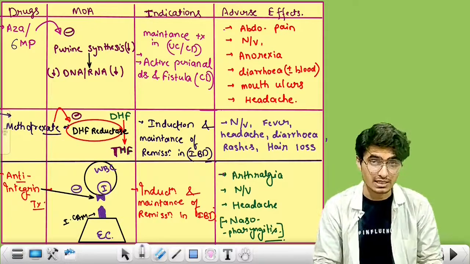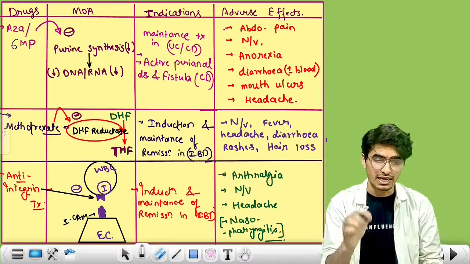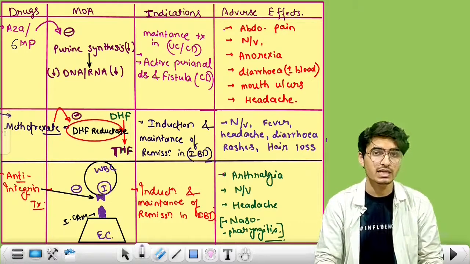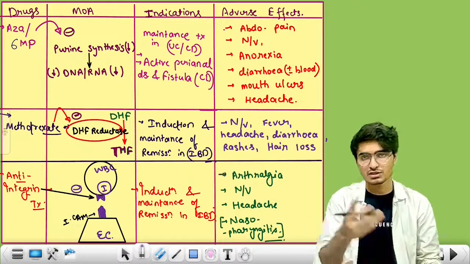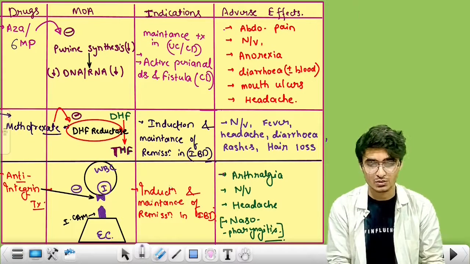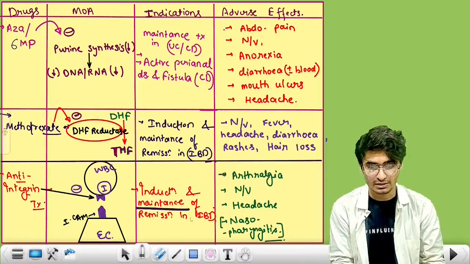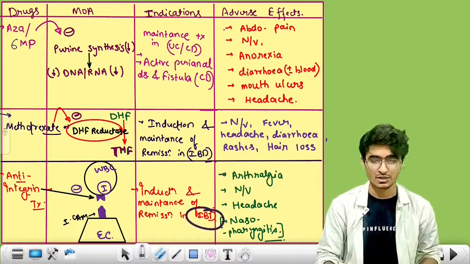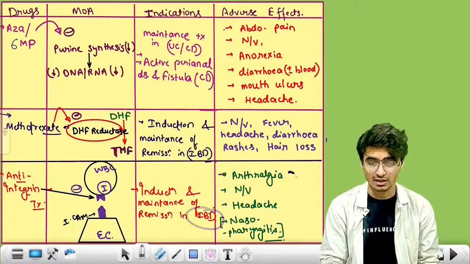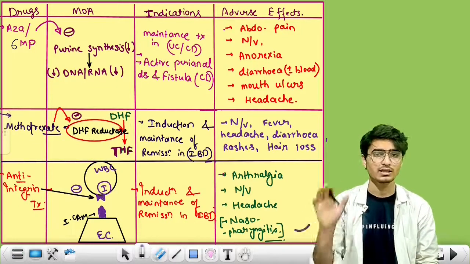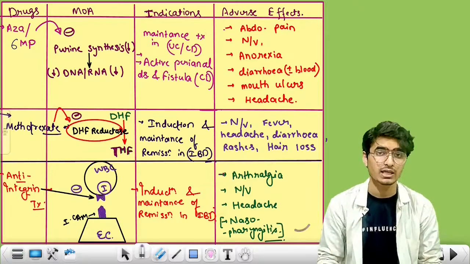The next category is the anti-integrins, right? Once there is inhibition of integrin molecules on WBCs, there is a decrease in extravasation and recruitment of WBCs. And what is the use of that? It is used for induction and maintenance of remission in IBD, and it is a mainstay of therapy as well. The side effects are arthralgia, nausea and vomiting, headache, and nasopharyngitis, and these are all non-specific side effects with respect to this drug.